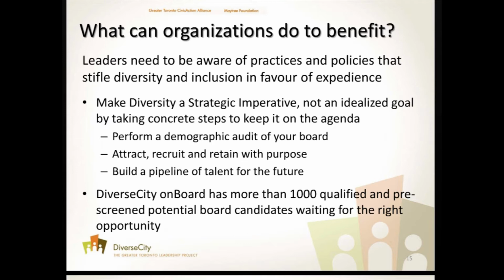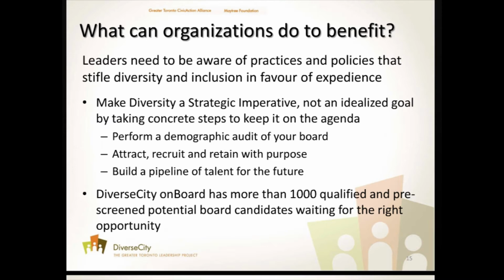It is the case, it would seem, that when we make diversity a strategic imperative, not just an idealized goal, but a strategic imperative on the board's agenda, it does make a difference in the way that organizations treat and handle issues of greater inclusivity and diversity on their boards.